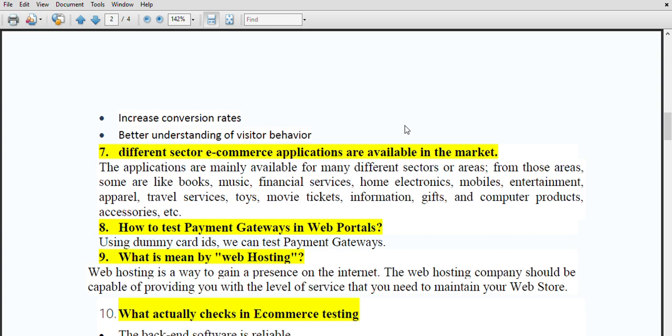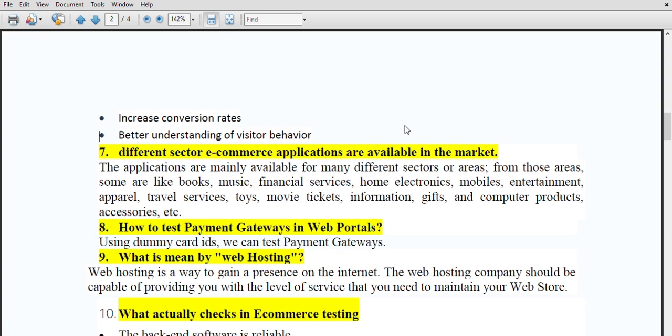Then the next question is, what are the different sectors in which e-commerce applications are available in the market? You can buy or sell any product. So the different sectors are like books, music, financial services, home electronics, mobile entertainment, then travel services, toys, movie tickets, gifts, computer products, accessories, or you are booking a bus ticket or plane ticket. Like that, the different sectors are available in the market.